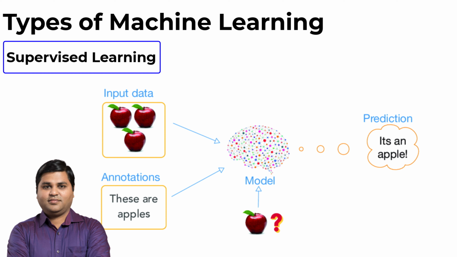Supervised learning is a way that computers can learn to do things by looking at examples and getting feedback. It's like a teacher giving you examples and telling you if you got the answer right or wrong.